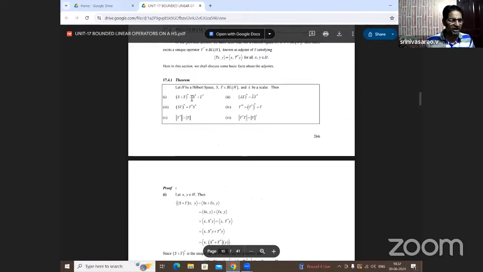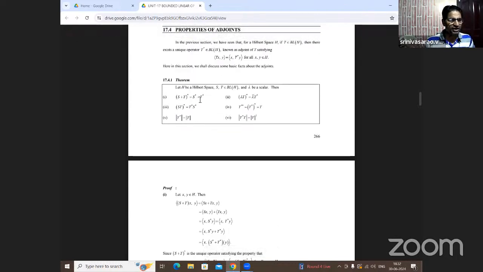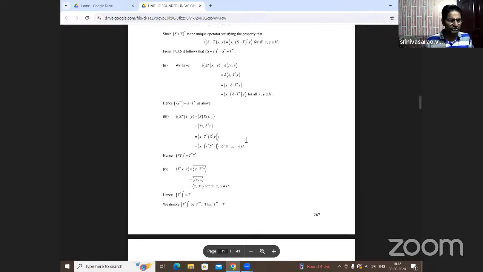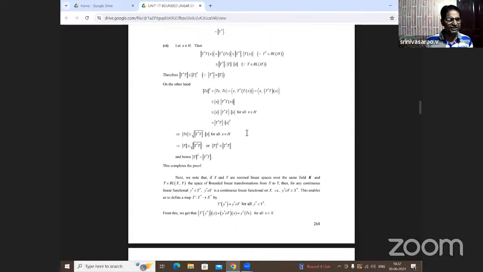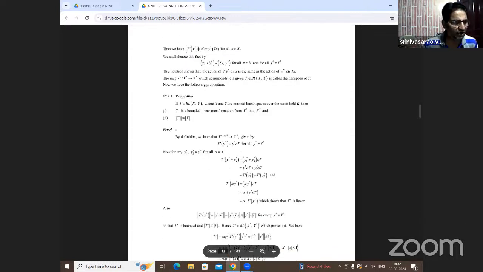(S plus T) whole star is read as the adjoint of S plus T, equal to the sum of the individual adjoints. The adjoint of lambda T equals lambda bar times T star. The adjoint of ST equals T star S star. The adjoint of the adjoint, T double star, equals T. The norm of the adjoint equals the norm of T. The norm of T adjoint T equals norm T square. Now these properties are simply verified. It is completely based on the definition. Now 17.4.1, 17.4.2.